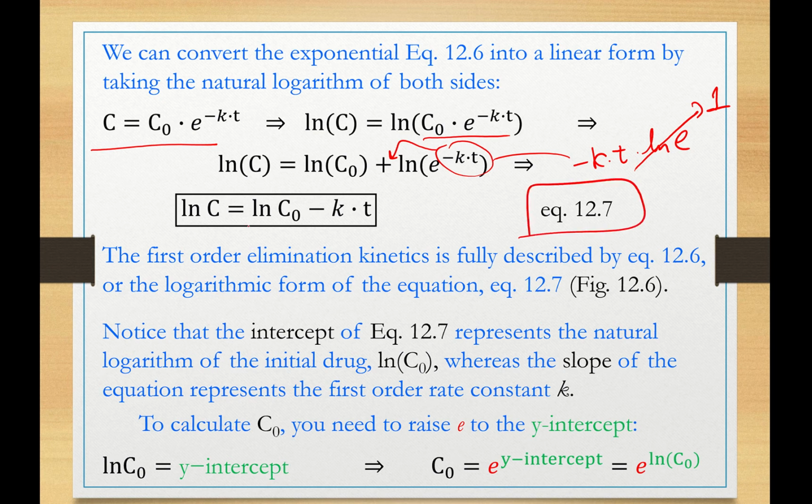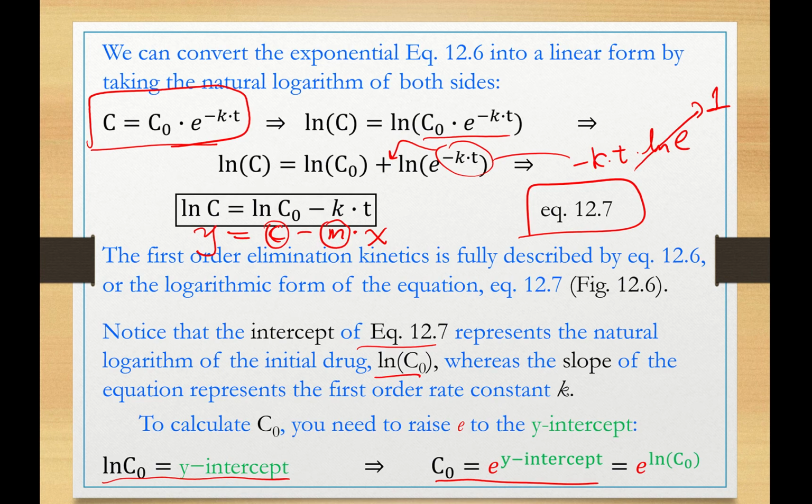So equation 12.7, ln C equals ln C0 minus kt, is actually the same equation as C equals C0 times e to the minus kt, but in this case, this is a line. Y is equal to c minus m times x. So this m here is the slope, and this c here is the y-intercept. So I can determine now k from the slope of the linear best fit equation, and C0 from the y-intercept. Now we have to be careful here, because the intercept of equation 12.7 is equal to ln C0, not C0, and therefore ln C0 is equal to the y-intercept, and therefore C0 is equal to e to the y-intercept. Be very, very cautious, okay?